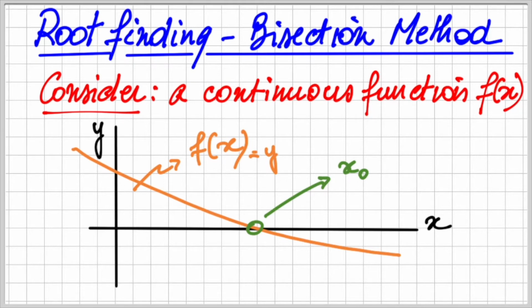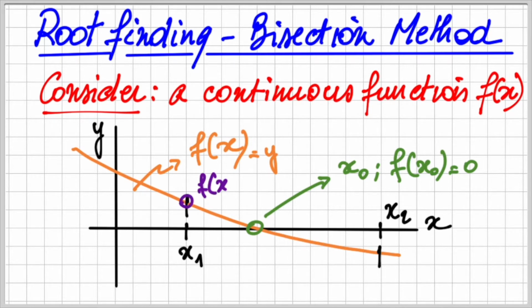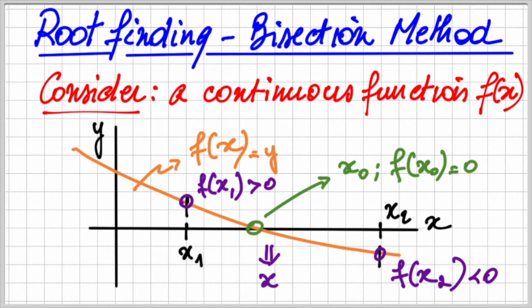x0 is the point where we have the intersection with the x-axis, so this means that f of x0 is equal to 0, and we find two values x1 and x2 that are to the left and to the right of x0. In this case f of x1 is positive and f of x2 is negative, and we can conclude that x0 is between x1 and x2. Now basically that's what we're going to do.